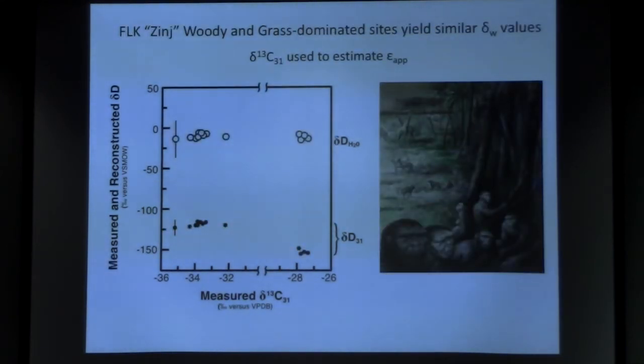Here's an example from that land surface that I showed you earlier. We have measured 13C values, -36, -28, and then we apply a fractionation factor scaled based on this, and we reconstruct water values that are very similar to each other in the landscape. And because they're coeval, we would expect that to be the case.